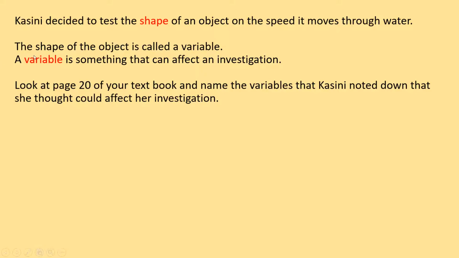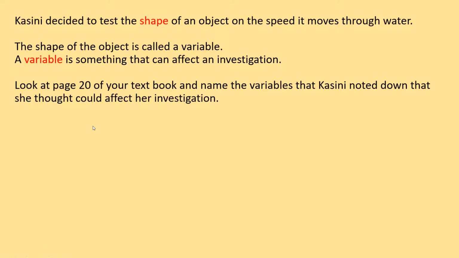So the shape of an object is called a variable. A variable is something that can affect an investigation. So if my hypothesis is that the shape will affect the speed, then the shape is the variable. Look at page 20 of your textbook and name the variables that Cassini noted down that she thought could affect her investigation.